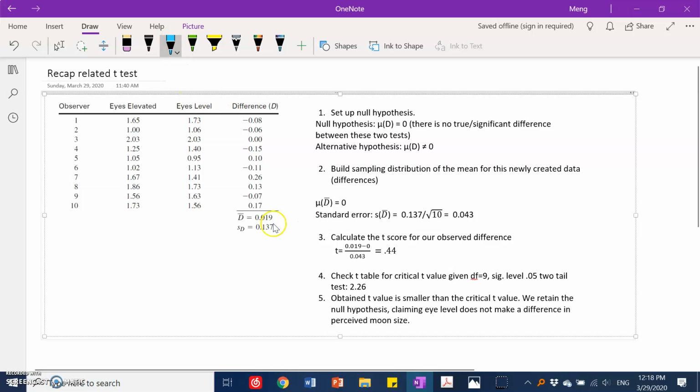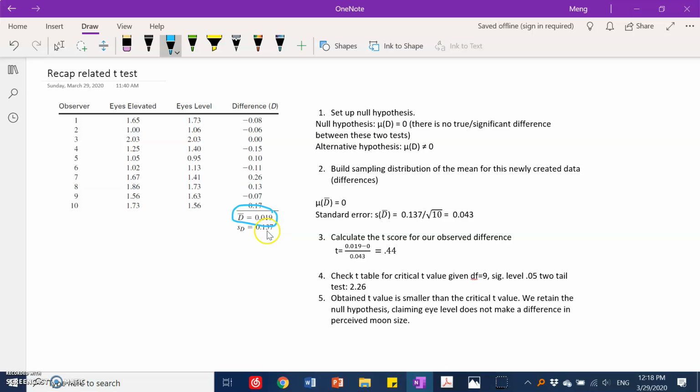Basically, we want to see whether this obtained difference is significantly different from zero or not. So let's work through these 4 or 5 steps. The first one is to set up our null hypothesis. I just explained it to you.